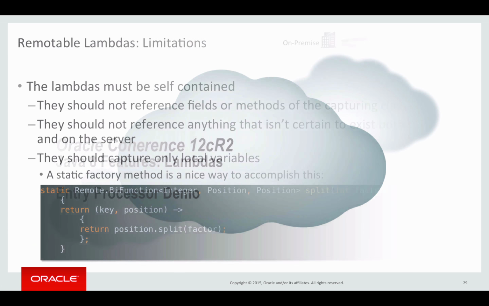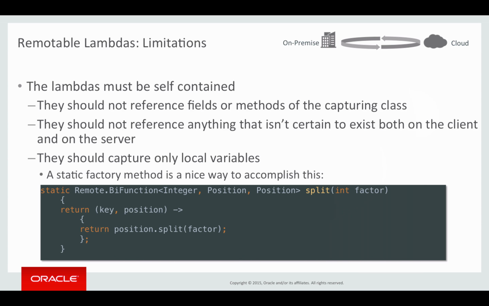So in order to accomplish this, which is obviously very powerful, we do have some limitations. We were able to gain some significant advantages, but nothing in life is free. There are limitations you need to be aware of. The first one is that the Lambdas must be self-contained. They should not reference fields or methods of the capturing class. They should not reference anything that isn't certain to exist, both on the client and on the server. They should only capture local variables. And a static factory method is a nice way to accomplish this. As you remember, I used it in the examples earlier.